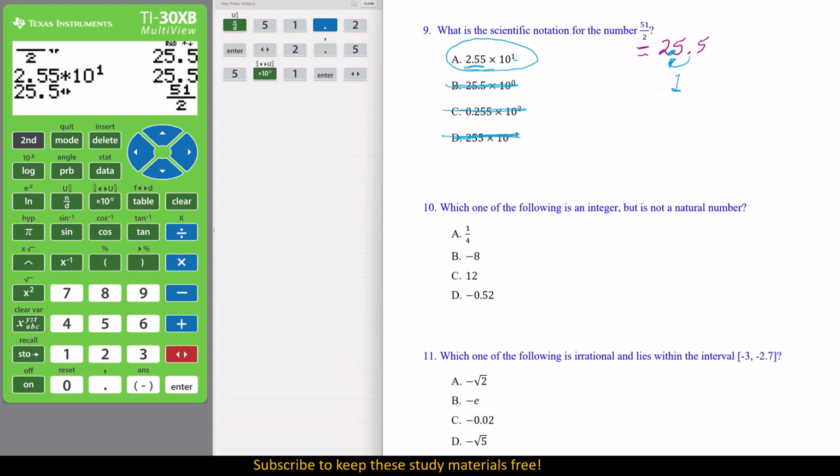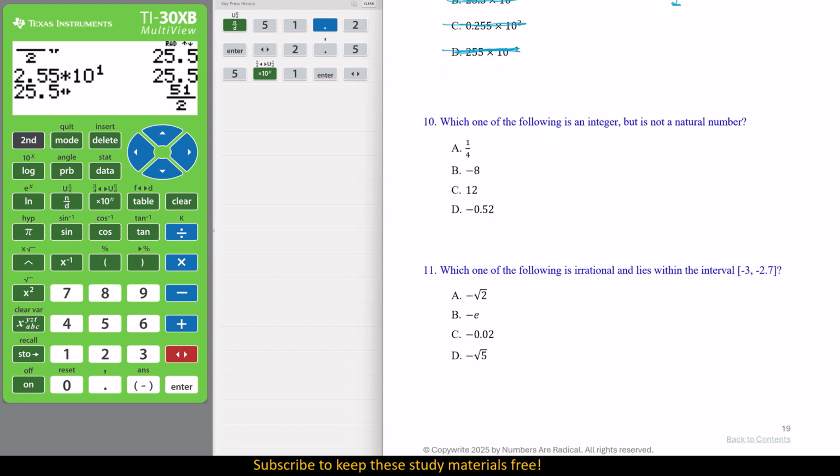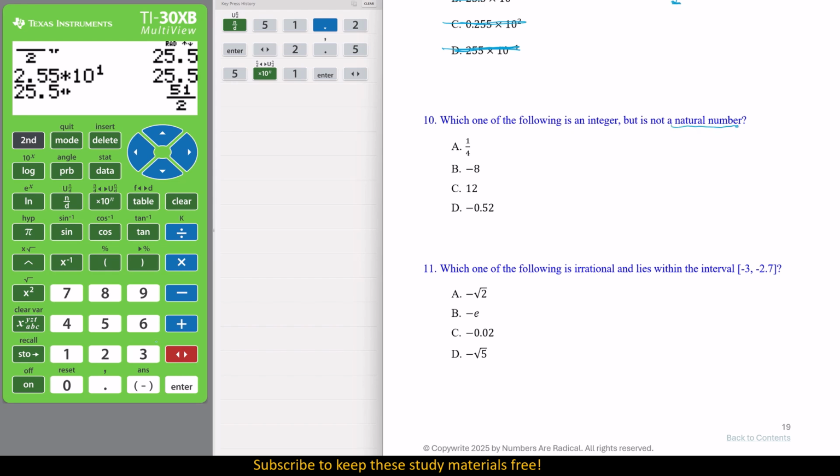Let's look at number 10. Let's go over here. We'll look at 10 and 11. Number 10. Which of the following is an integer but is not a natural number? If it's not a natural number and it's an integer, this means it has to be anything negative. That's also the notation of Z negative, meaning we don't want anything positive, no natural numbers. All right, so let's take a look.